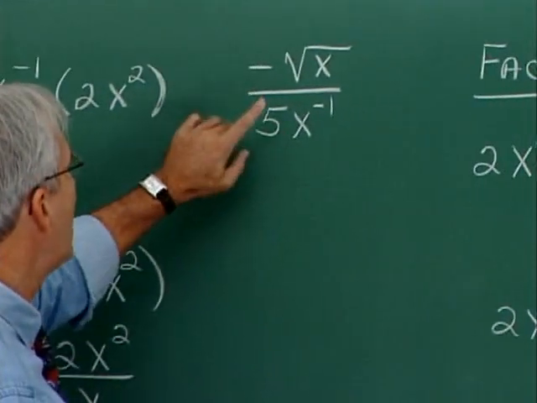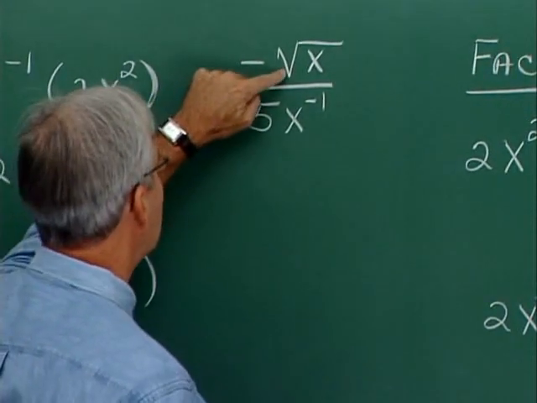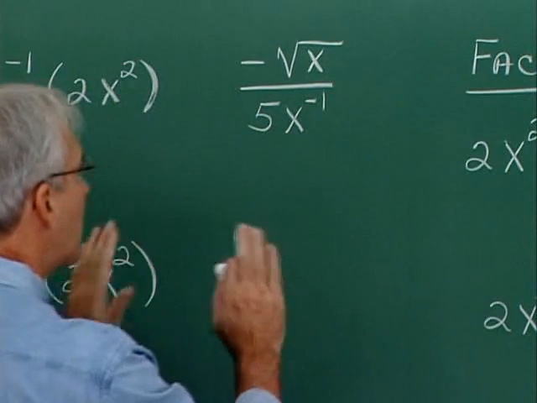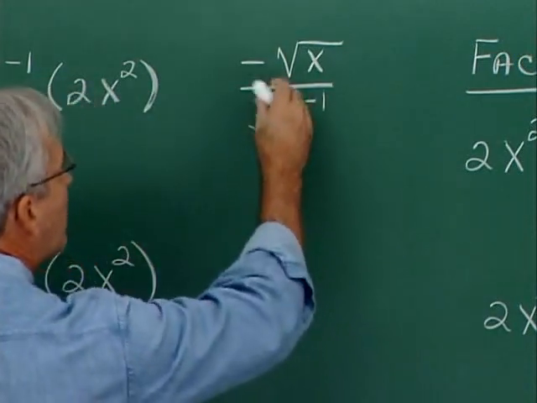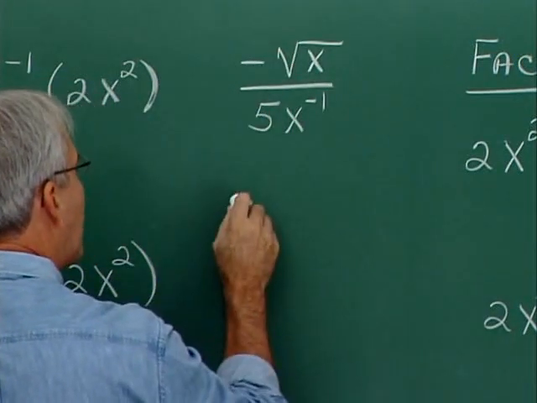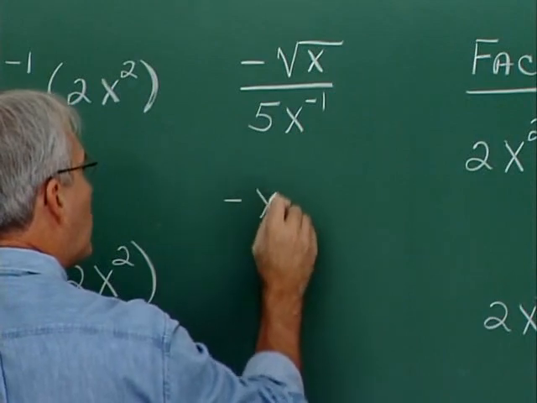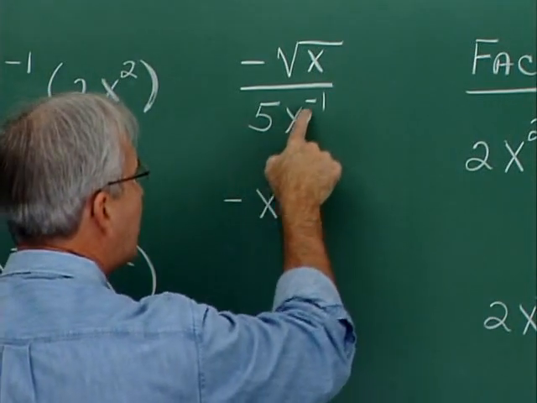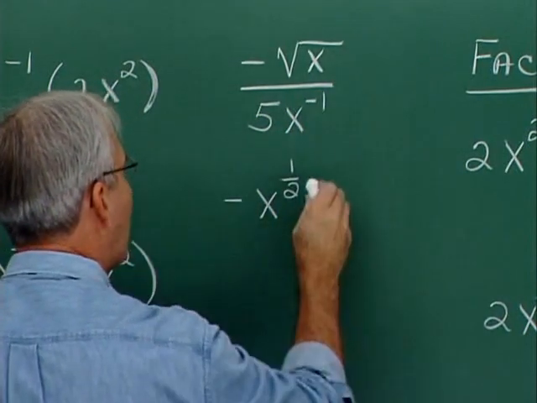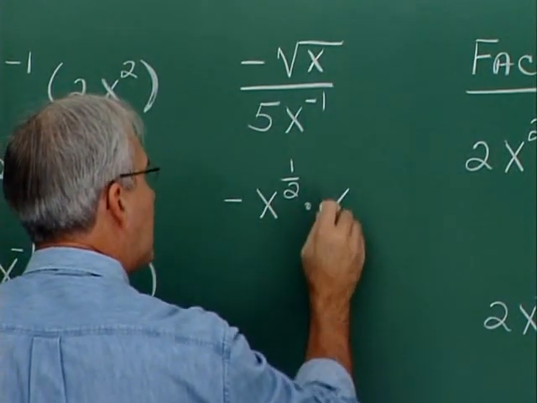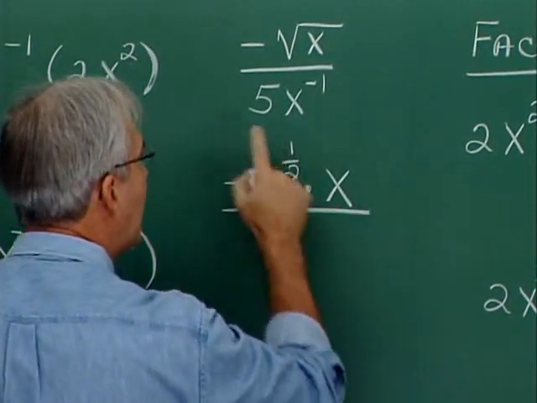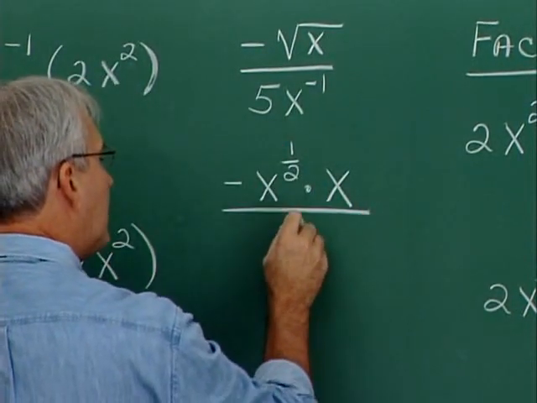Here's another one. Notice we have a radical and we also have a negative exponent, and we have to deal with both of those situations. I would probably do this. In the numerator, I would think of this as negative x to the 1/2 power. And at the same time, I'm going to kick this x to the negative 1 up into the numerator and write another factor, which is simply x to the 1 power, like that. And the 5 stays in the denominator.